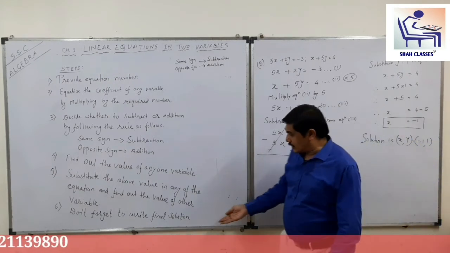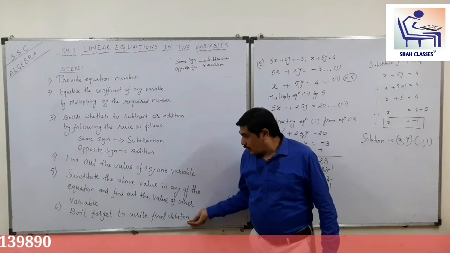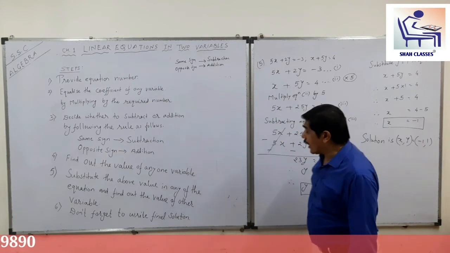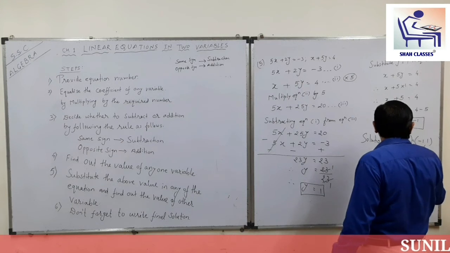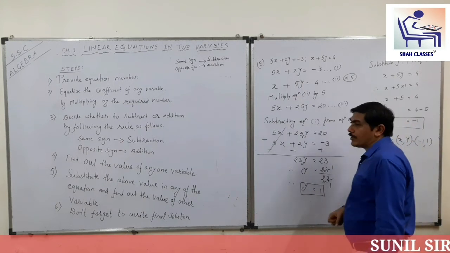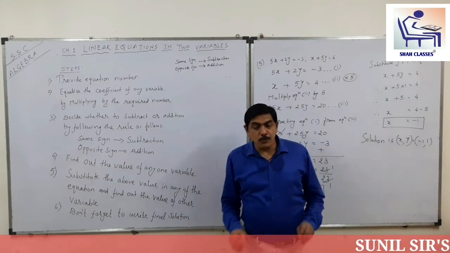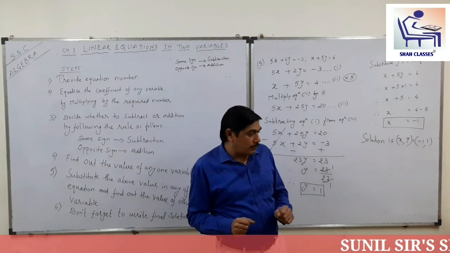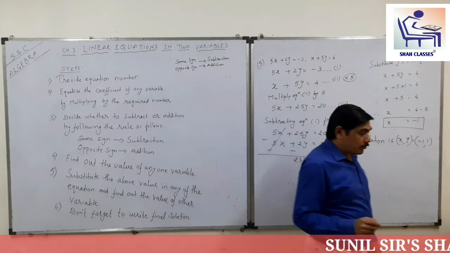Now last but very important, don't forget to write the final solution. So the solution is x is equal to minus 1 and y is equal to 1. So now we are moving to the tough sum, which is sum number 6.